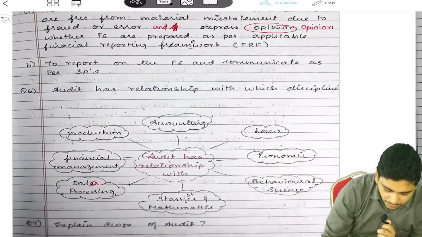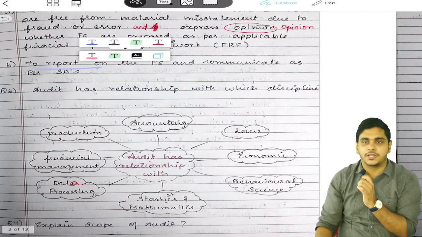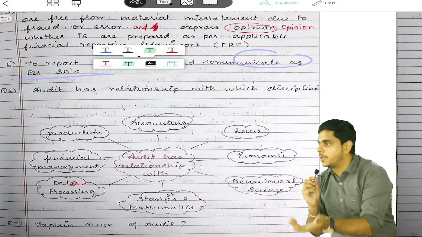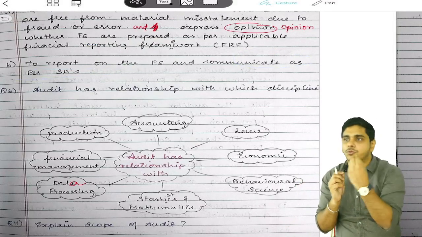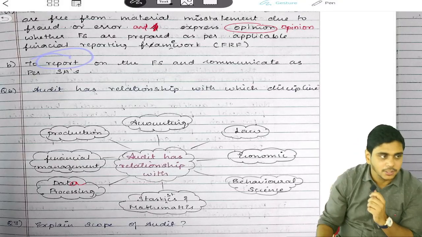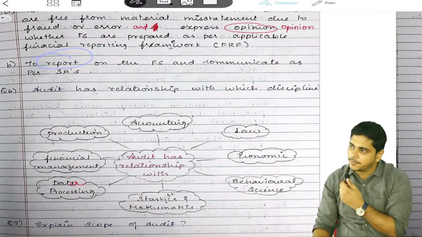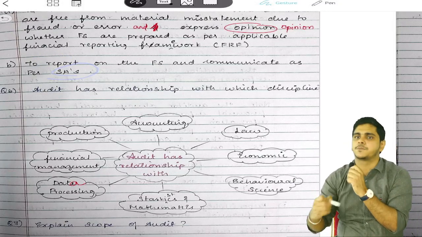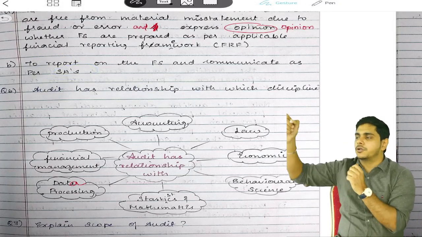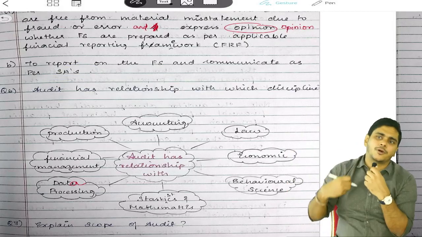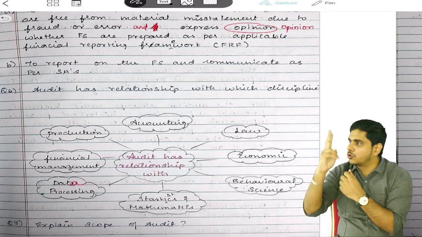Second, to report on the FS and communicate as per SA. When you give opinion, can you say it orally? No, you write it, right? So where do you write it? In a report. Which report is it? Audit report, as per the relevant SAs. That audit report, you will give it to whom? Members. Because who appoints us? Members. Understood both the objectives?